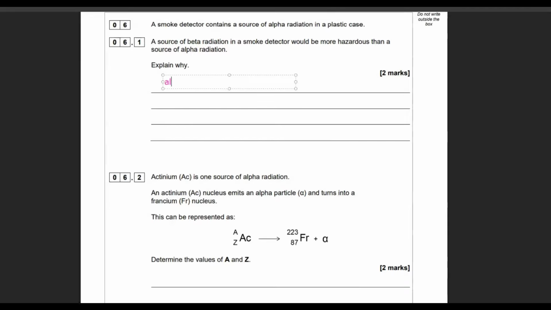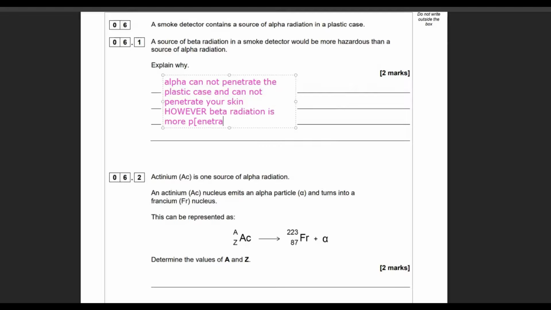But of course, alpha cannot penetrate the plastic case and cannot penetrate your skin. However, and I've worded this a long way, I know. However, beta radiation, and this is where the marks come in. I could have just stuck with this. Beta radiation is more penetrating, or has higher levels of penetration and range, so it can travel further inward. So it's more penetrating and has a higher range in air.